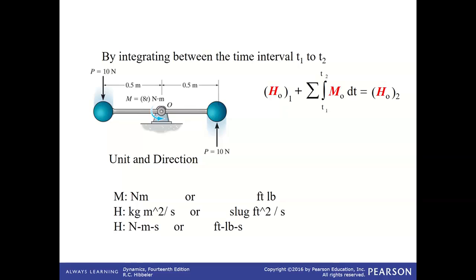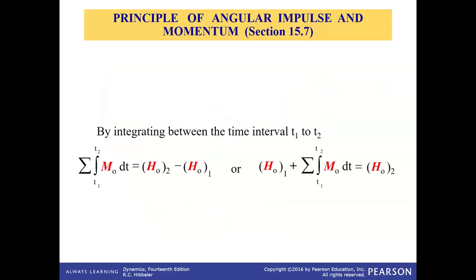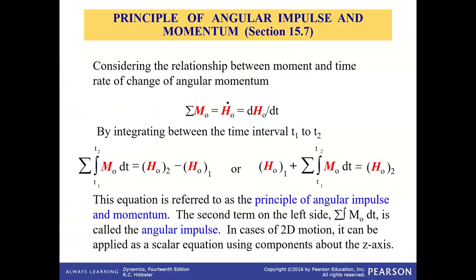To find the direction of the angular momentum, you can apply the right hand rule. You can take your right hand and curl the fingers of your right hand in the direction of rotation, and the thumb points towards the positive direction of the angular momentum. We have already seen this equation. It is just rewritten in a different way. So this equation is called the principle of angular impulse and momentum.